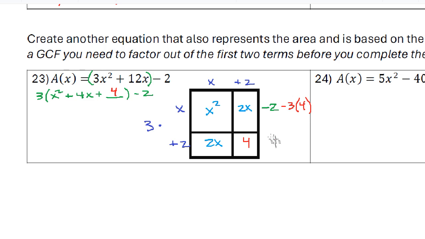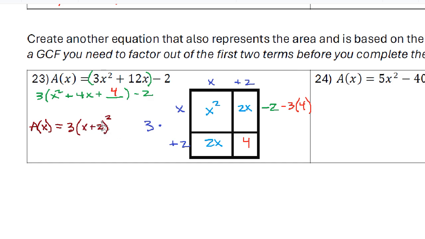And now let's go ahead and write our final equation. It's pretty easy. Let's change this to a color that's different. I'll use this color. So I'm going to have A of x is equal to, we've got 3. And if you look at this, we've got 3, and our side lengths are x plus 2 and x plus 2. That's actually changing this x squared plus 4x plus 4 to x plus 2 times x plus 2.